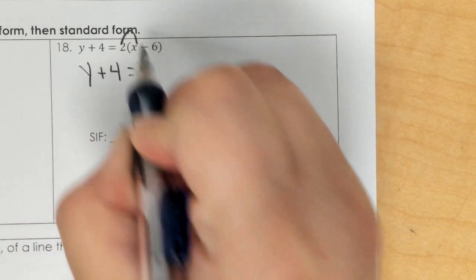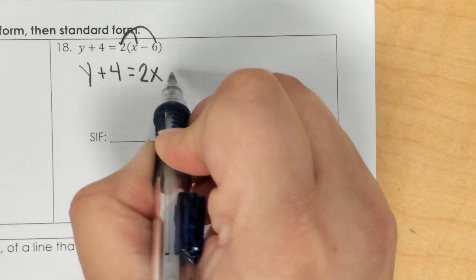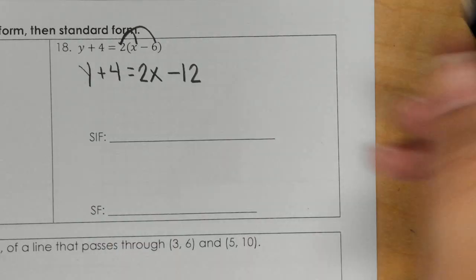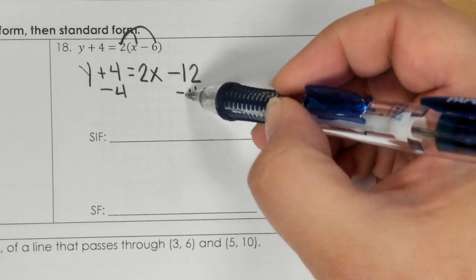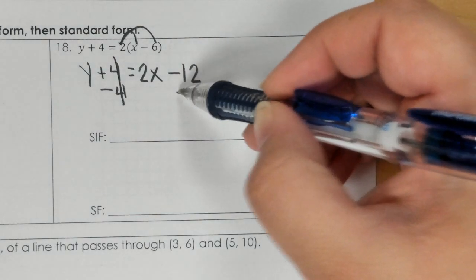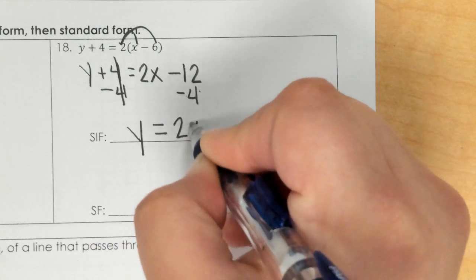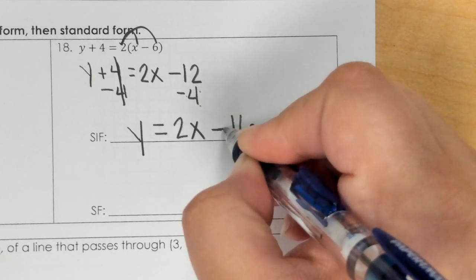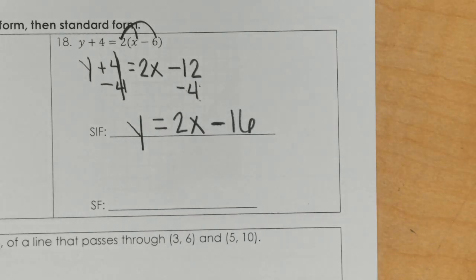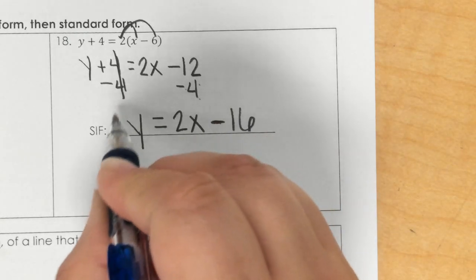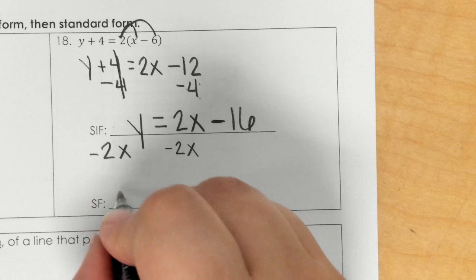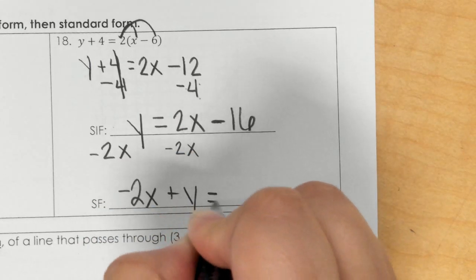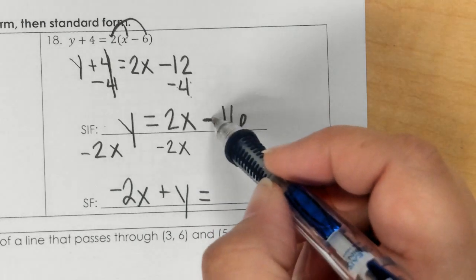So y plus 4, 2 times x, 2x. 2 times negative 6 is negative 12. Then I would subtract the 4, but I can see here that both of these numbers are negative. So that means I have to add and keep my sign. So 12 plus 4 is 16, but I keep it negative. So now, to get x and y together, I would move the 2x to the other side by subtracting it. And we get negative 2x plus the y. Remember, this made 0, so we don't write this down. And then minus 16.